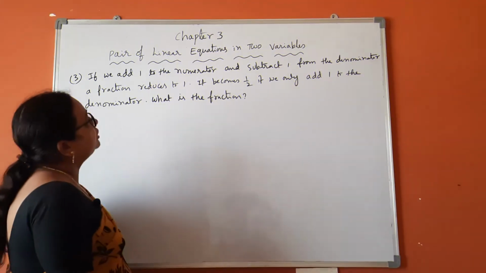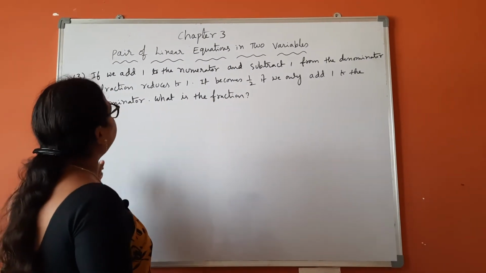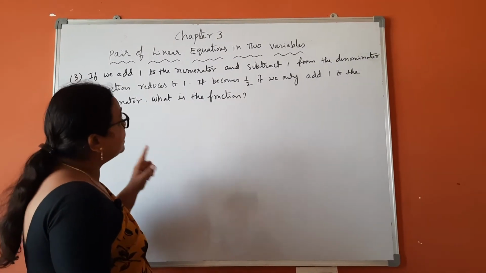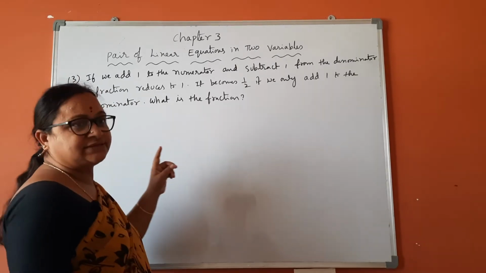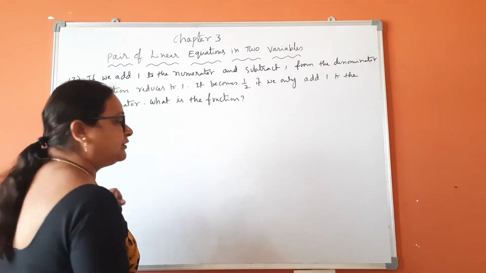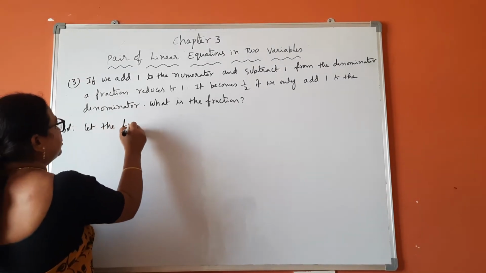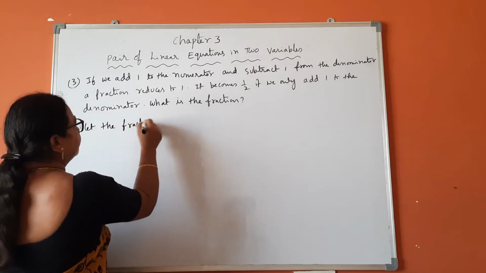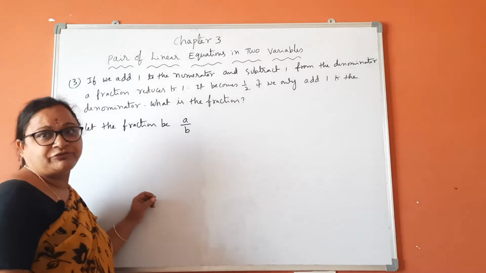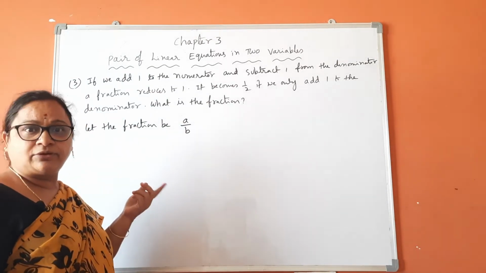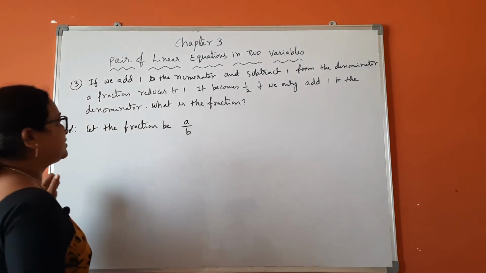If we add 1 to the numerator and subtract 1 from the denominator, a fraction reduces to 1. It becomes half if we only add 1 to the denominator. What is the fraction? So we need to find the fraction. Let the fraction be a by b. Fraction means it will be in the form of a by b, where a and b are whole numbers and b not equal to 0.